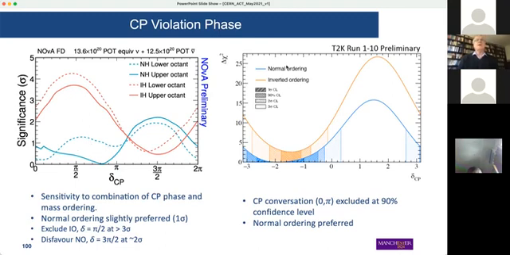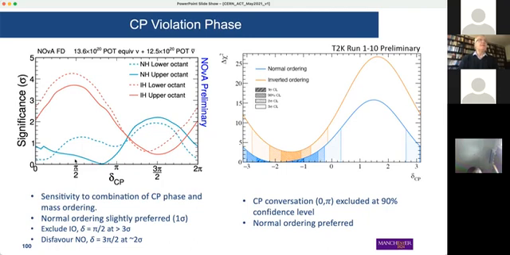What you see on the right is the T2K result. So CP conservation, 0 or pi, is excluded at the 90% confidence level by them. But of course that is still a relatively, I wouldn't say weak, but it still allows for almost anything to be possible. And there's a slight preference for normal ordering.